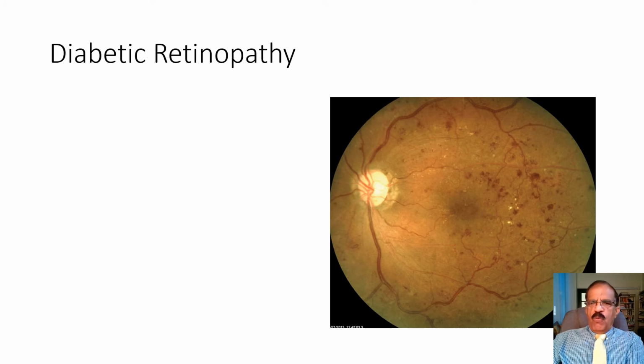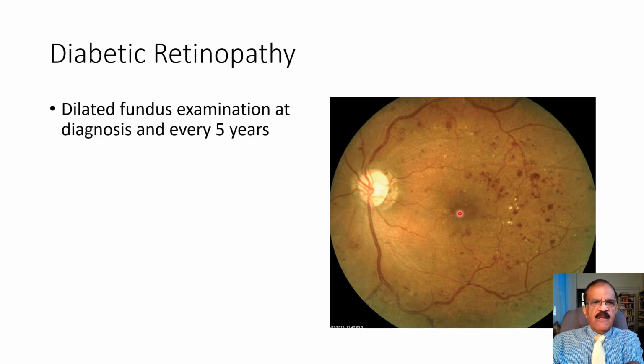Now, just a few more words about diabetic retinopathy. You can see this picture. This is taken from the internet, and it is recommended that in type 2 diabetes patients, we should have a dilated fundus examination by an ophthalmologist at diagnosis, and then every 5 years. Now, why at the time of diagnosis? Because we know that type 2 diabetes may remain undiagnosed for some time, up to 10 years.